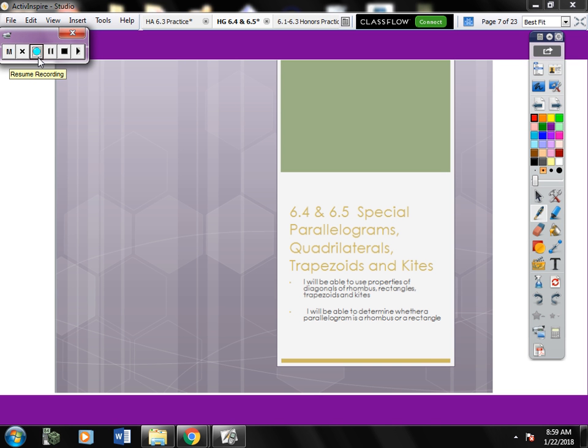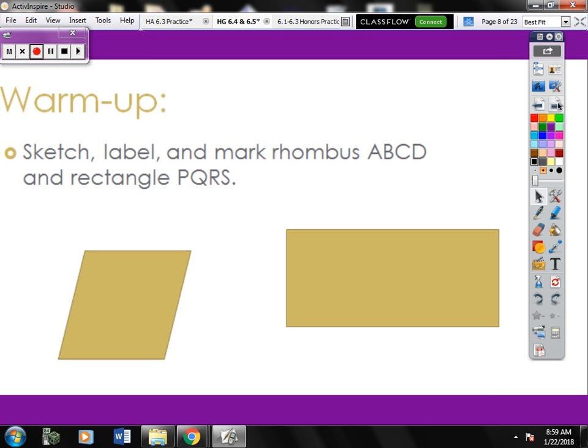Special parallelograms. So we've learned properties of parallelograms themselves. Today we're going to learn additional things about trapezoids, kites, and also rhombuses and rectangles, and see some of their properties that are special to them.